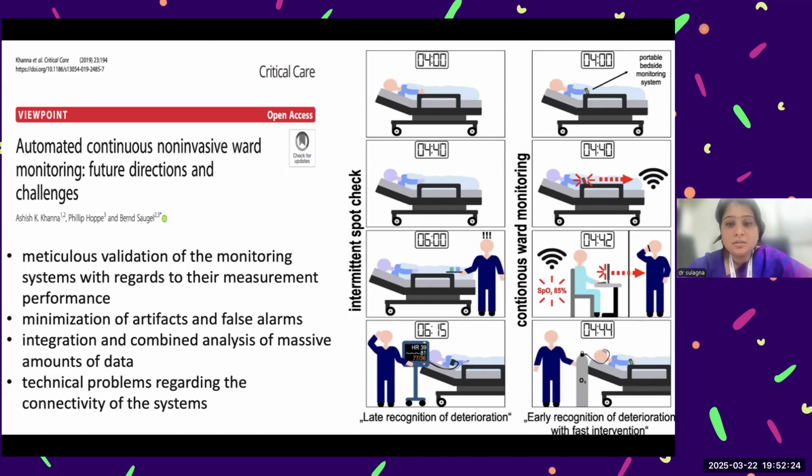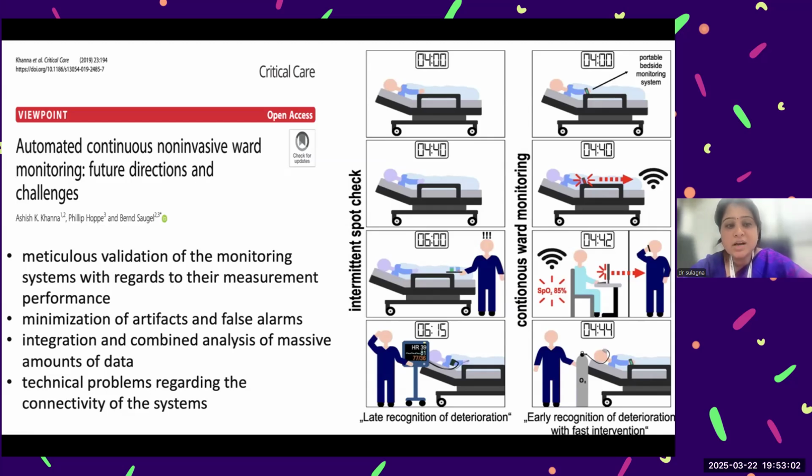Here, as we can see, in an intermittent spot check, a patient's physiological derangement may be missed. So if we have continuous monitoring, then it will alert the nursing team from the bedside. The nursing personnel may not be available at the patient's bedside, but the information and the alarm will be delivered to the nursing team from the automated wireless device, and this can help in early recognition and intervention.